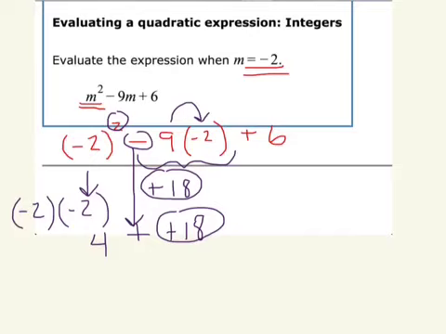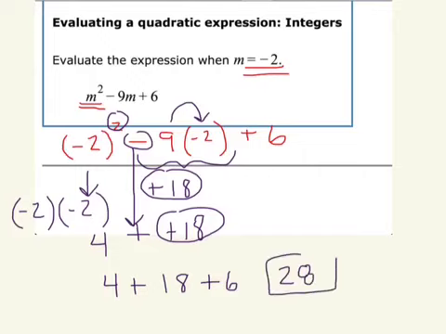So, moving along, we've got 4 plus 18 plus 6 for a total of 28. That is the answer to this particular problem. Alright, good luck. Pay close attention to your signs here. This is a quadratic expression because one of the variables is taken to the second power.